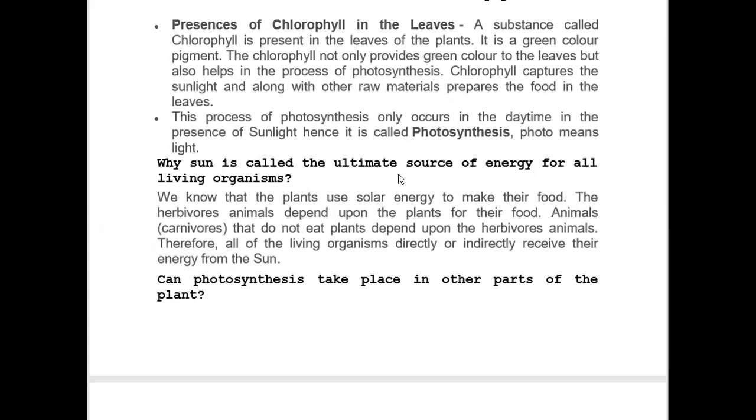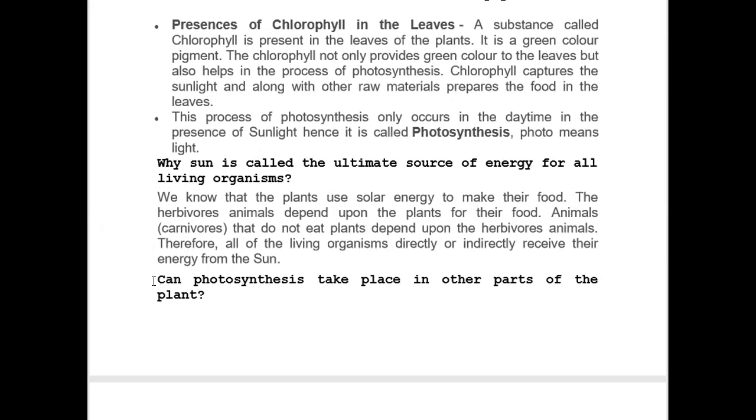Now coming to the next question. Why is the sun called the ultimate source of energy for living organisms? So kids, we know that plants use solar energy to make their food. So with the help of sunlight, the plant is preparing its food. Very much clear, right? Herbivore animals depend upon the plant for their food. Now carnivores are dependent upon herbivores for their food. Therefore, all living organisms directly or indirectly receive their energy from the sun.